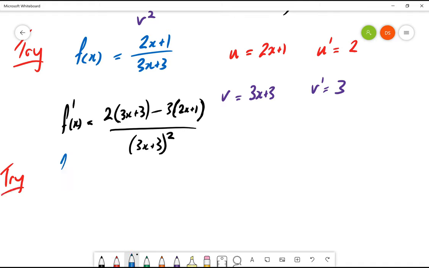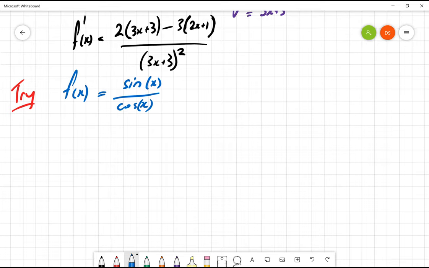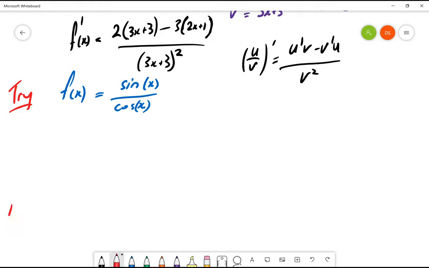Okay, question two. I want to make it kind of interesting. Give this a go. Can you also tell me if you got that right? And I'm just going to quickly write this down again, just in case you need it. u dashed v minus v dashed u all over v squared. Okay, question three.